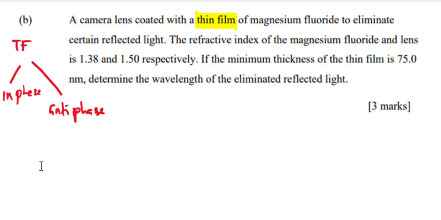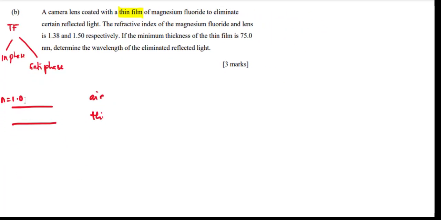Okay, so we have to determine that first, right? So what should we do? We have n equals 1, that is the air, right? So this is the air. This is the thin film, that is magnesium fluoride, and the other one is the lens. Okay, so thin film n equals 1.38, lens is 1.50.